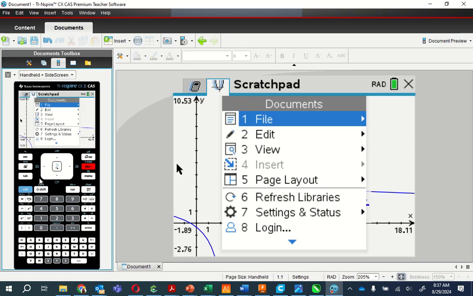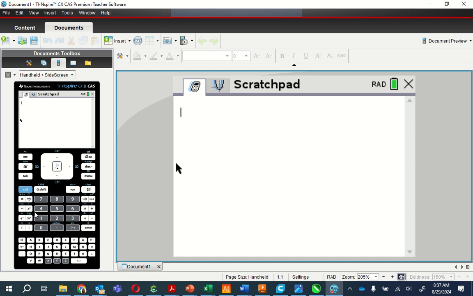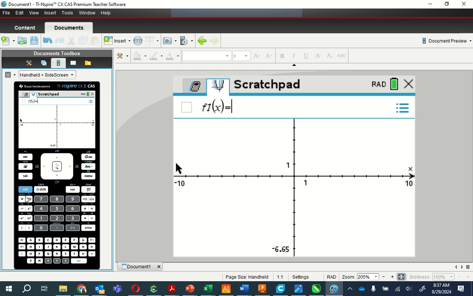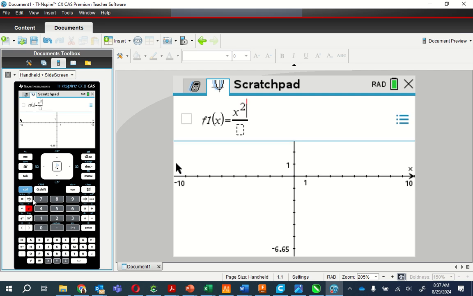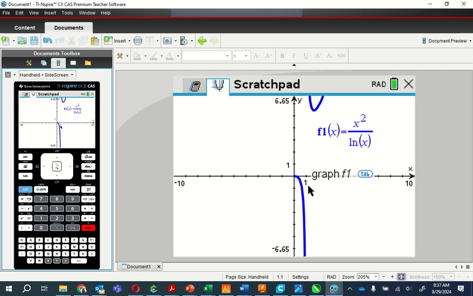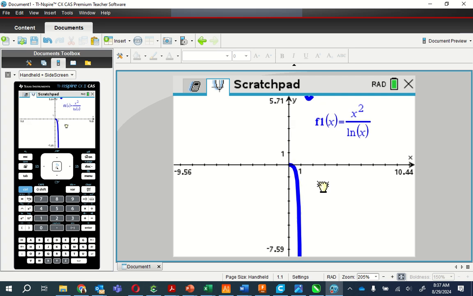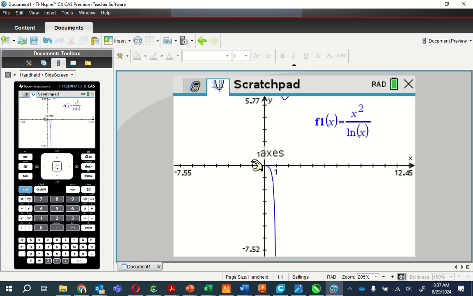Okay, so graphing it: x squared over ln of x, right? That's it? Okay. Here we go. So from right here, I could see as it's approaching 1 from the left-hand side, it's going down.